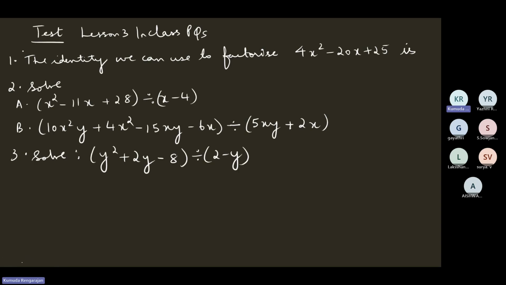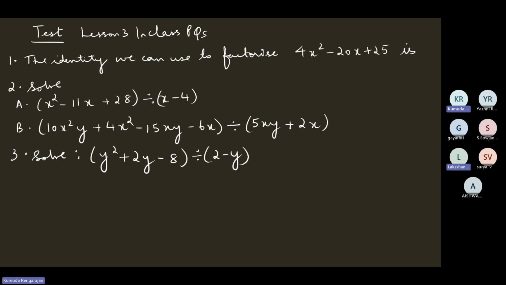Yeah, can I have the answer for the first one? What is the identity you would use to factorize 4x squared minus 20x plus 25? Ma'am, (a minus b) the whole square is equal to a square minus 2ab plus b square. Correct.